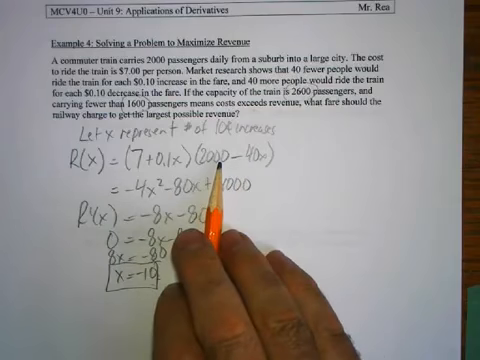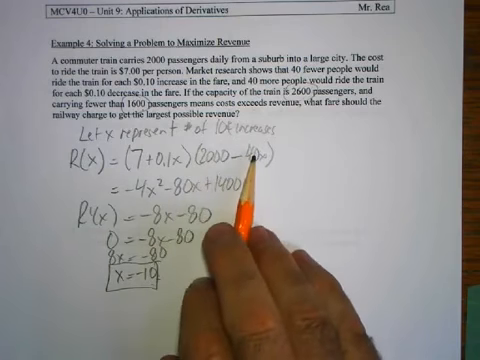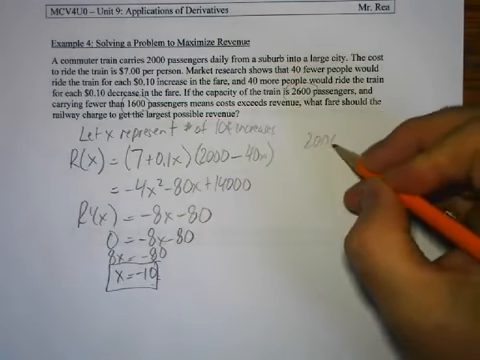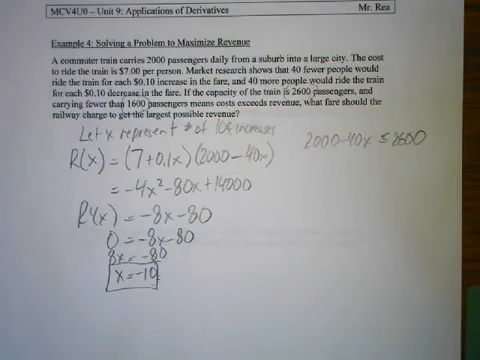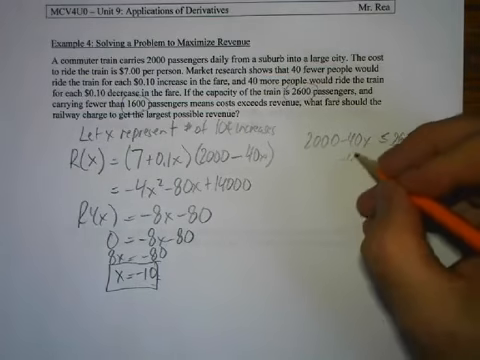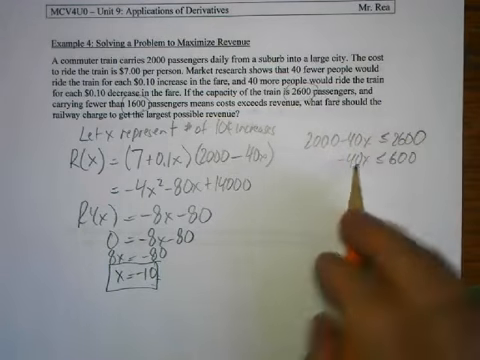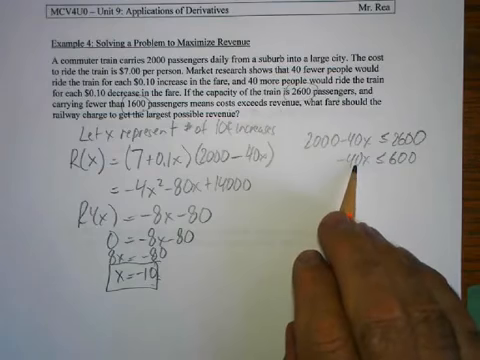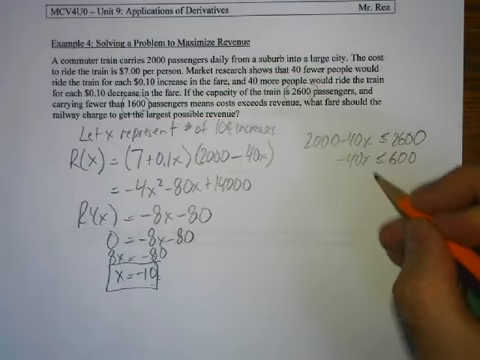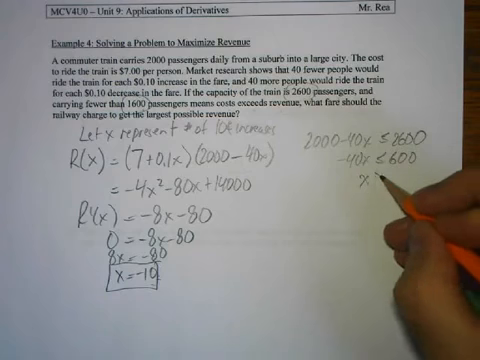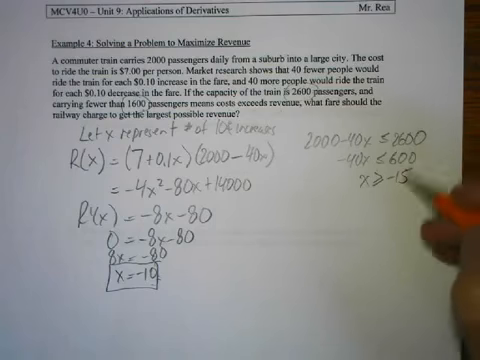The 2,000 minus 40X, that's the number of tickets sold, which is the same as the number of passengers. So our first condition, 2,000 minus 40X, has to be less than 2,600. That's the capacity of the train. If I subtract 2,000 from both sides, now remember this with inequalities: if you divide or multiply by a negative, you have to flip the direction of the inequality. So if you divide by negative 40, it changes to X is greater than or equal to negative 15. So that's the condition so that we don't have any more than 2,600 passengers.